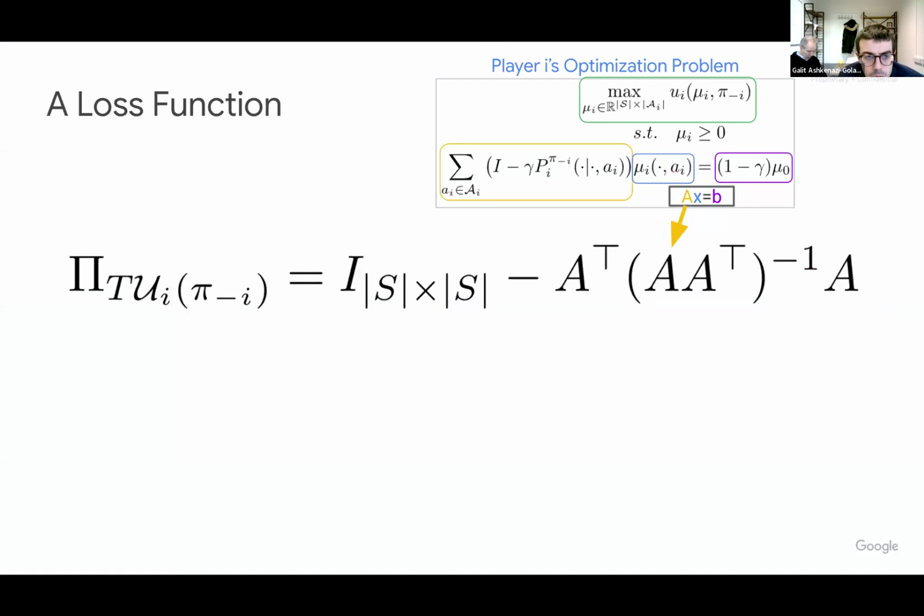Excuse me. Yep. Could I please ask whether the projection ensures both that the sum of the distribution adds up to 1 and non-negativity, or just one of the two?